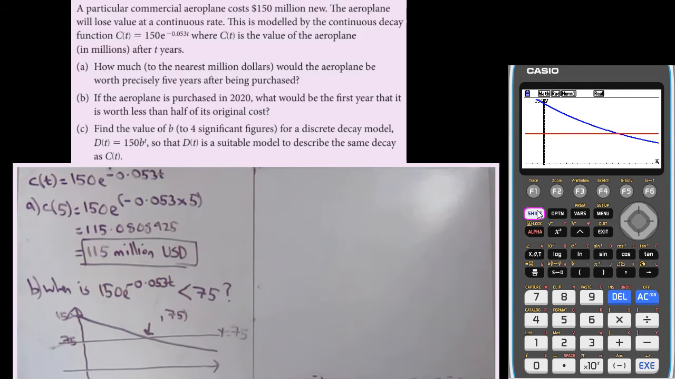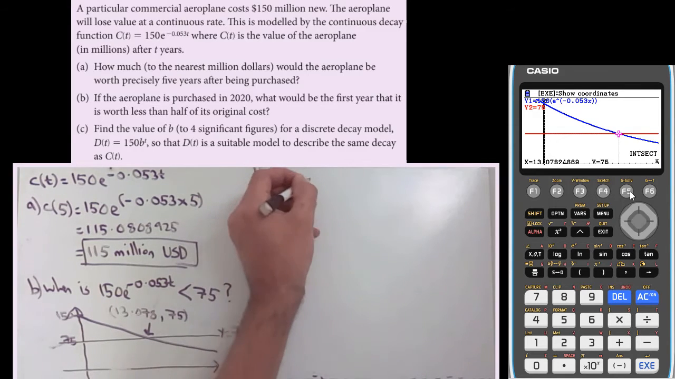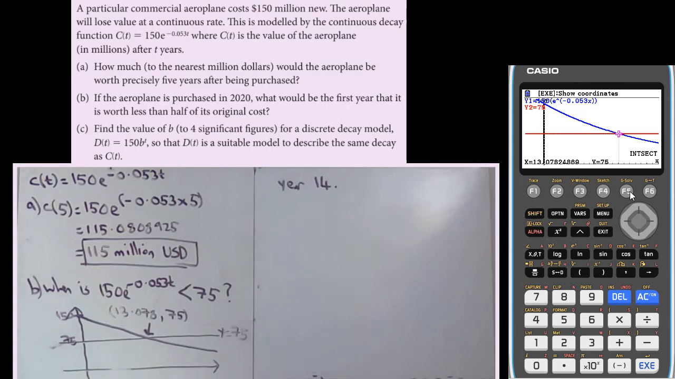So you go Shift, G solve, and we're looking for an intersection, and it tells you that x is 13.078. So for the value to be less than $75 million, the time is going to have to be more than 13.078. So it's going to be year 14. Year 14, so t equals 14.